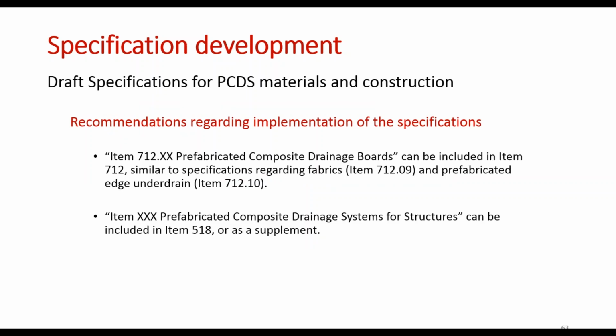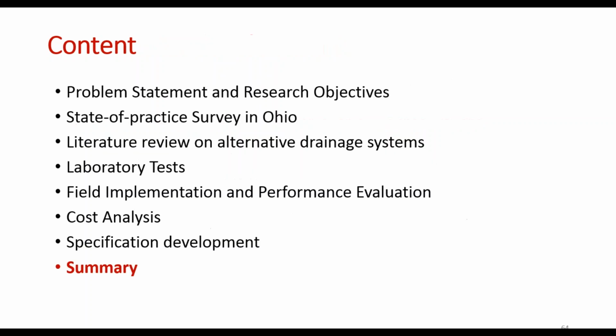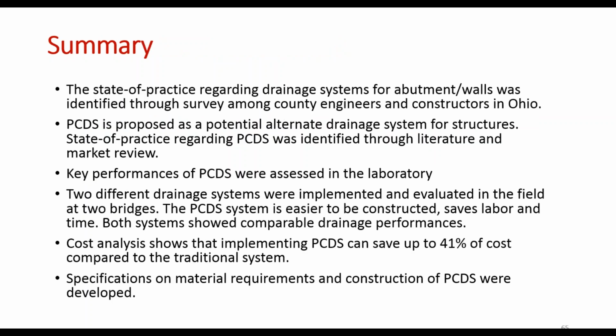So our recommendations are to refine this write-up, and it can be included in Item 712, similar to specifications regarding fabric and the prefabricated edge and rim. And for the whole construction, the item can be included in Item 518 or as a supplement. So that's pretty much the end of the summary.